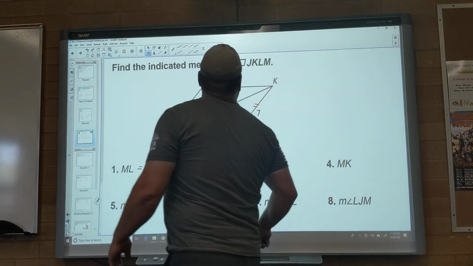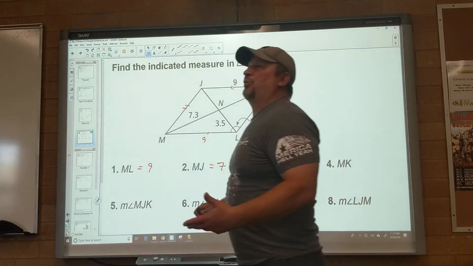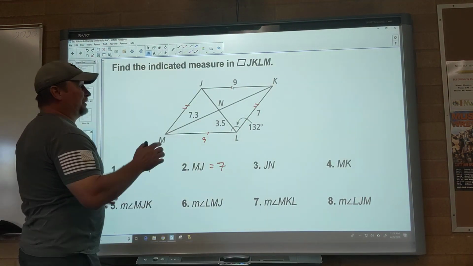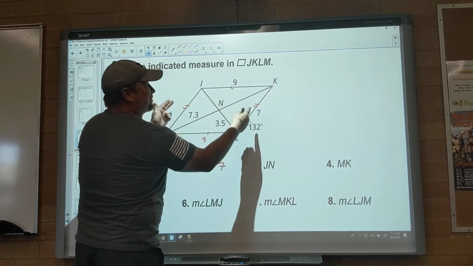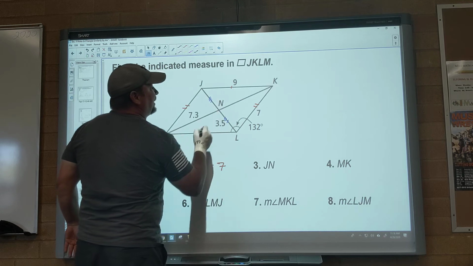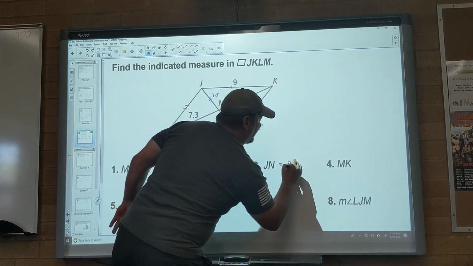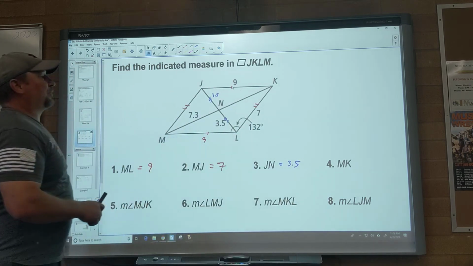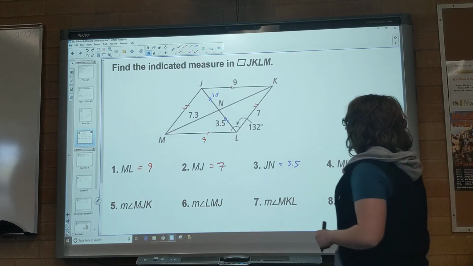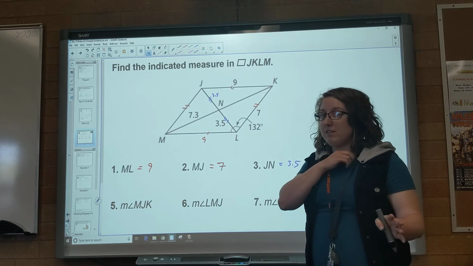Okay, JN is what I want to find. I want to find J to N. Well, what is one of the rules on parallelograms? That the diagonals bisect each other. So we've already used 1 mark, then we used 2. So now watch, I'm going to use 3. 1, 2, 3. 1, 2, 3. So this must be 3.5, and this one must be 3.5. And we're good. Okay, I'm going to sound like a broken record because, again, diagonals bisect each other.